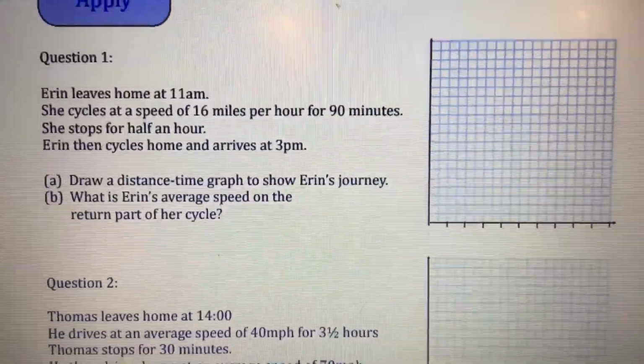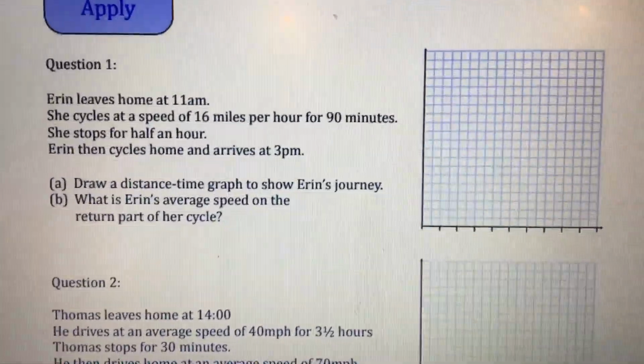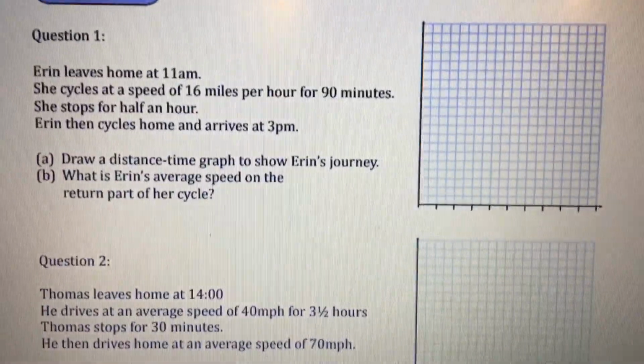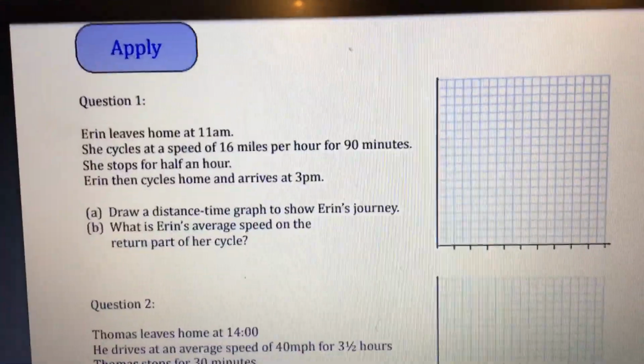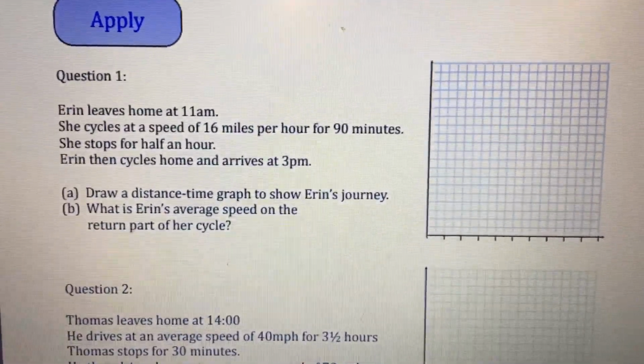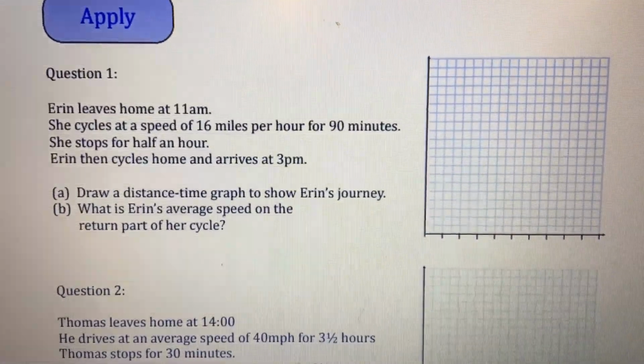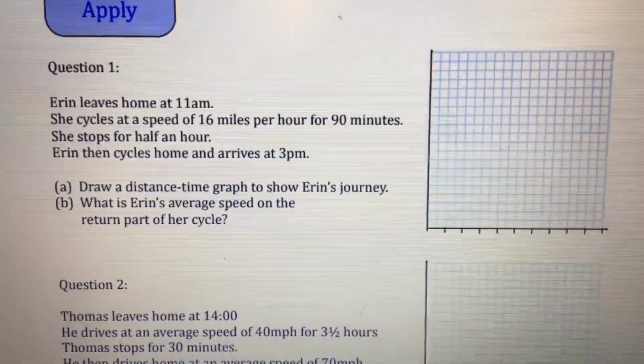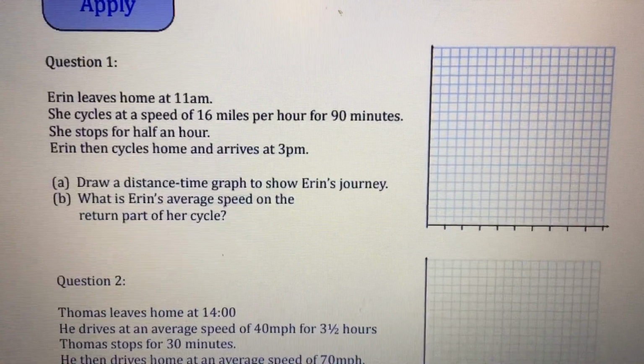Okay, I'm going to just try and do this question for you, Sophie. So hopefully this will make it a little bit clearer. Erin leaves home at 11 a.m. She cycles at a speed of 16 miles per hour for 90 minutes. She stops for half an hour. Erin then cycles home and arrives at 3 p.m.